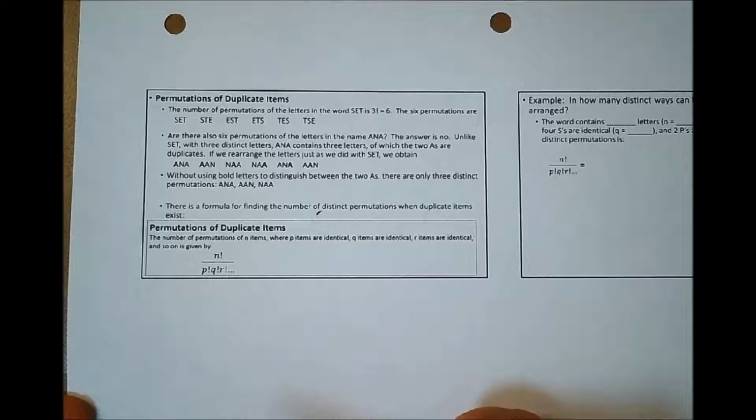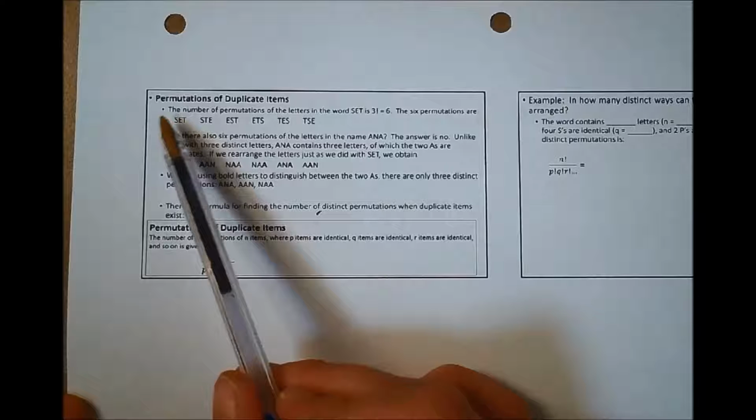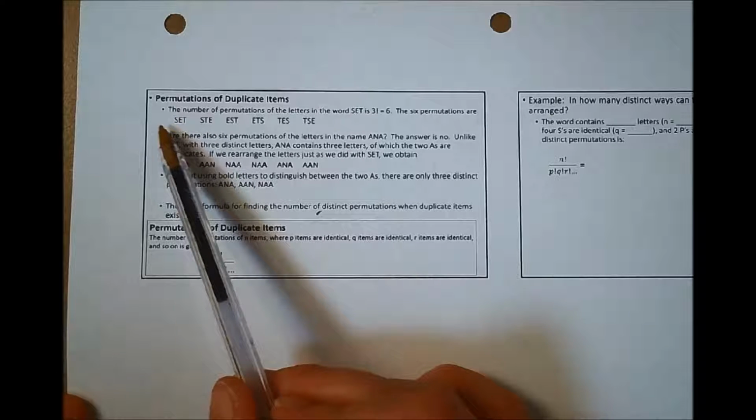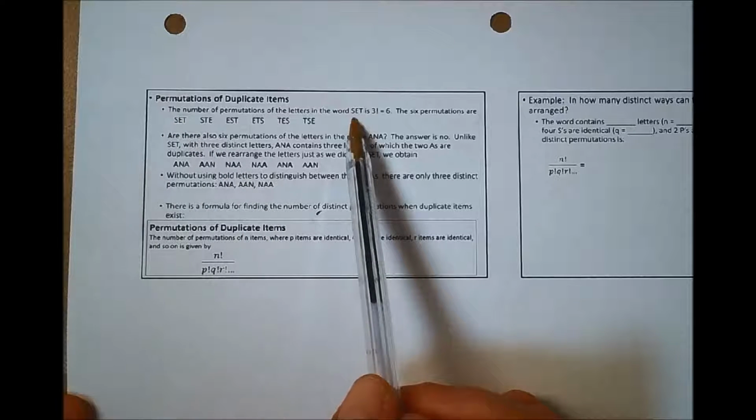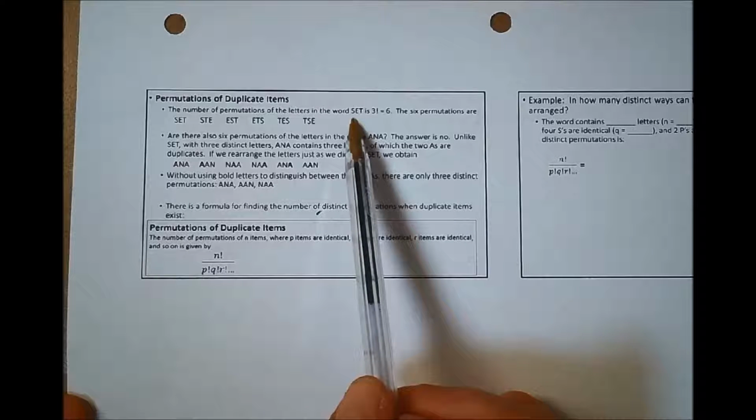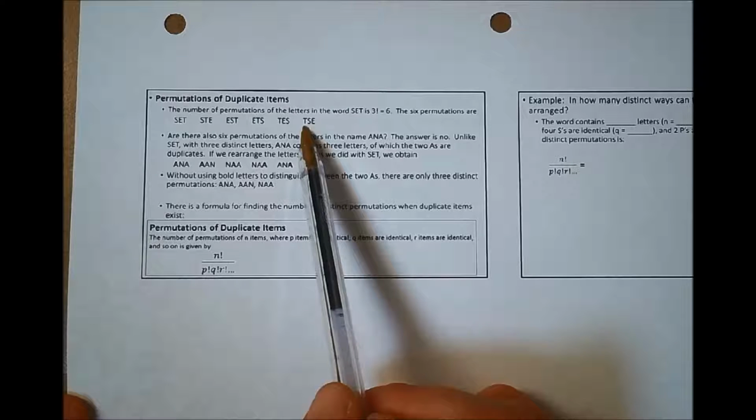Now we move to the back. Permutations of duplicate items. The number of permutations of the letters in the word set is 3 factorial, which is 6. The 6 permutations are right here. And the question is, are there also 6 permutations of the letters in the name Anna?